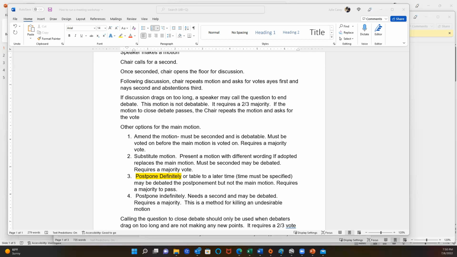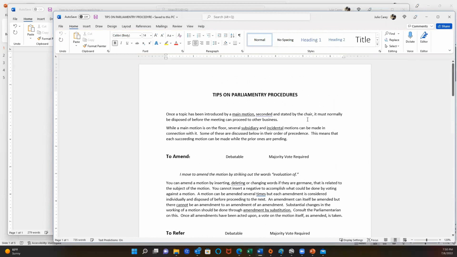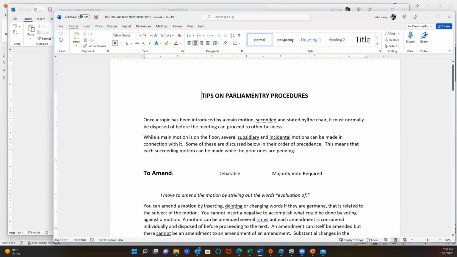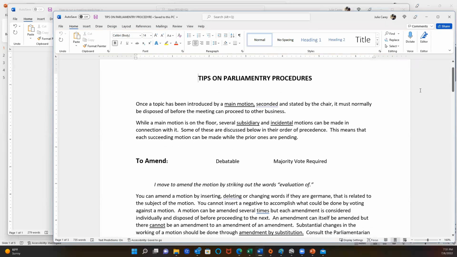Okay. Let's go on to tips on parliamentary procedure. That was the other handout. The first 2 pages of this tips on parliamentary procedure are all subsidiary motions, which means somebody makes a motion and somebody wants to change it. All of these subsidiary motions require a second before they can be acted on.